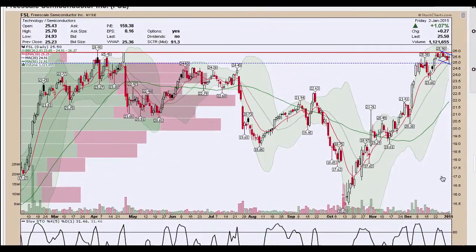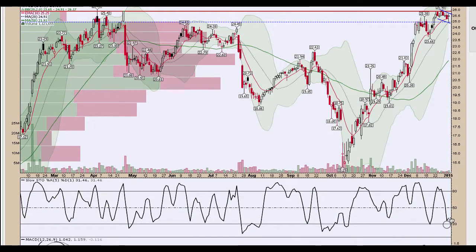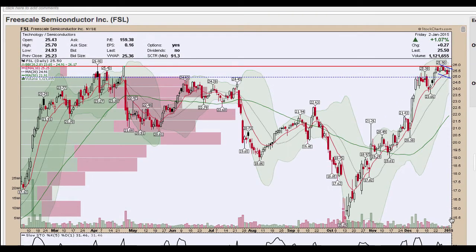Freescale Semiconductor, nice flag, tested the 20 period moving average here. The top of this volume by price level. There's a lot of support here, and this previous breakout level. So this could push back up to the upside. Note slow stochastics is already turning as well on Freescale Semiconductor.